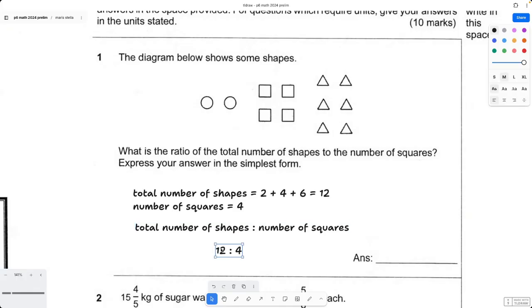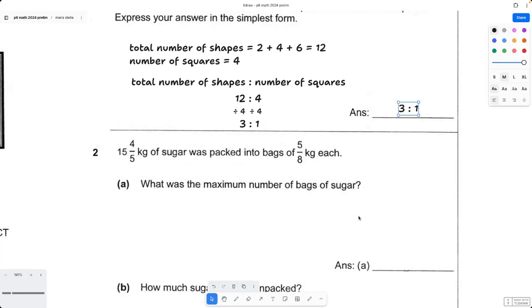Okay, and then we divide this by 4. So we divide by 4 for each side, and then this will give us, in this case, 3 is to 1. So the answer is 3 is to 1. That's it. All right, let's move on to question number 2.